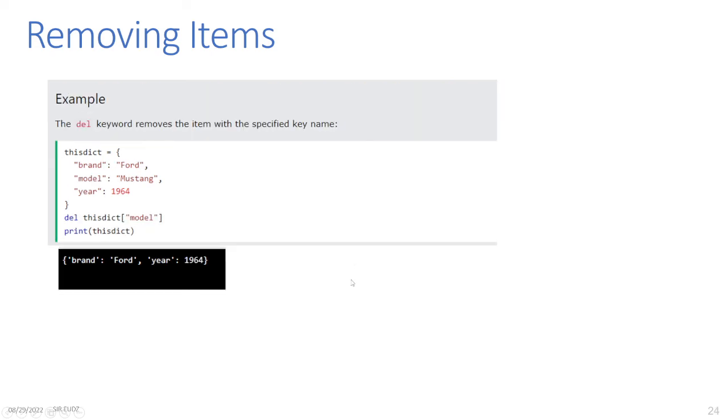The del keyword removes the item with the specified key name. Again, we have our dictionary: brand Ford, model Mustang, year 1964. If we use the del keyword, and then this model, so we specified the model key. If we print this, we have brand Ford, year 1964. The key model was removed from our dictionary.